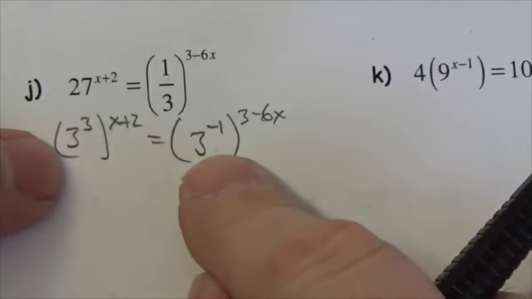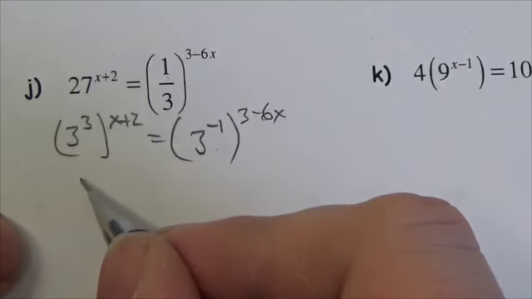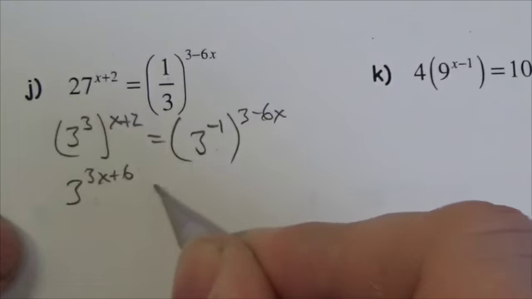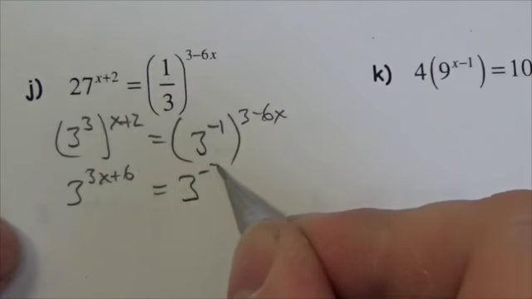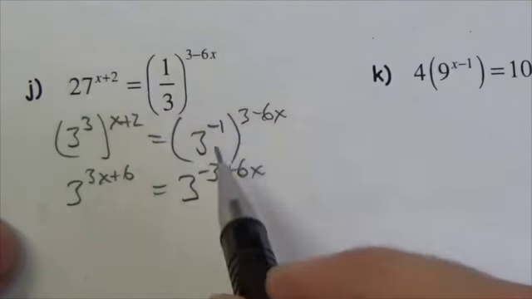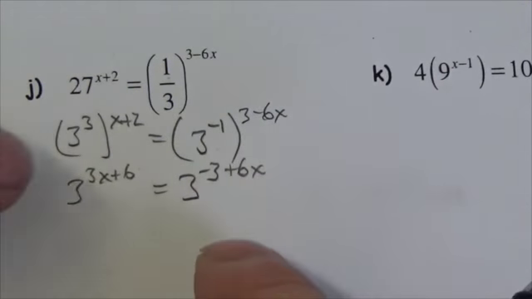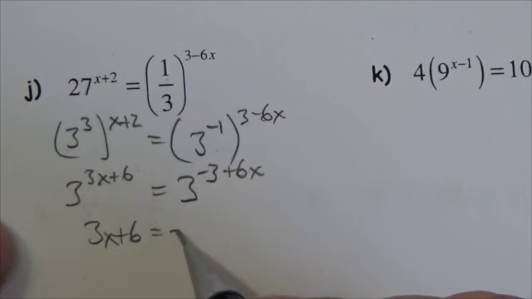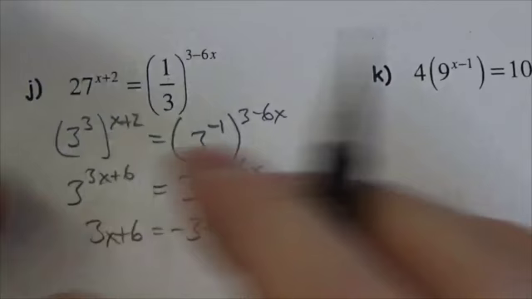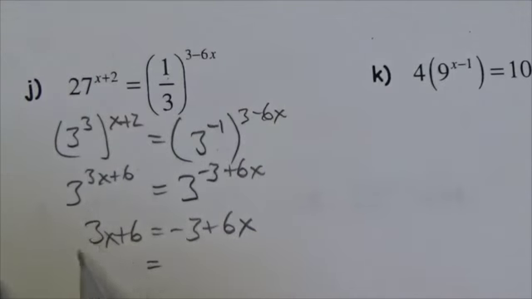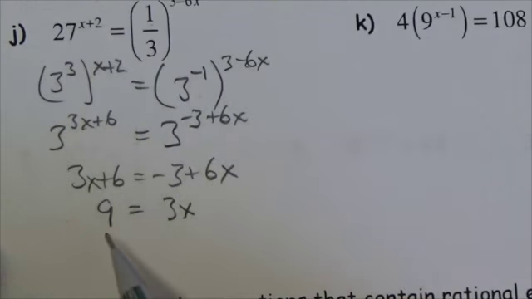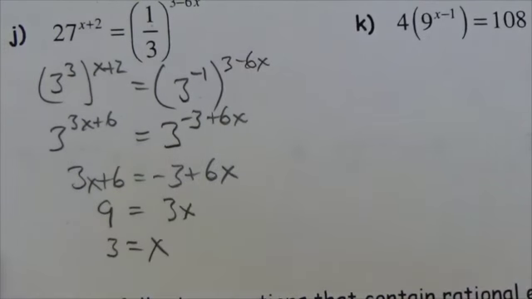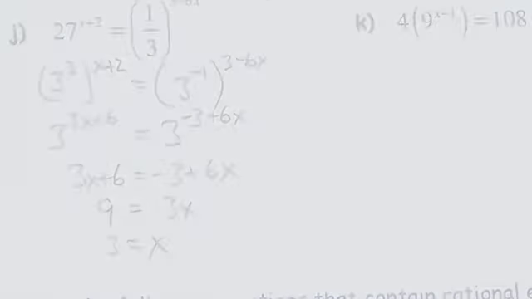So now that I've got 3's in both cases here, I can just distribute the exponents through. So this will become 3 to the 3x plus 6. And this will be 3 to the power of negative 3 plus 6x. I've got to remember to distribute the negative through to both terms. Now, power equals power. Bases are the same, which means my exponents must be equal. I'm going to move things around so that my x value is positive, so I'll subtract 3x from both sides, so I'll get 3x on the right-hand side. And I'll add 3 to both sides to get 9 is equal to 3x. Divide both sides by 3, and we get the solution here, that x is equal to 3.